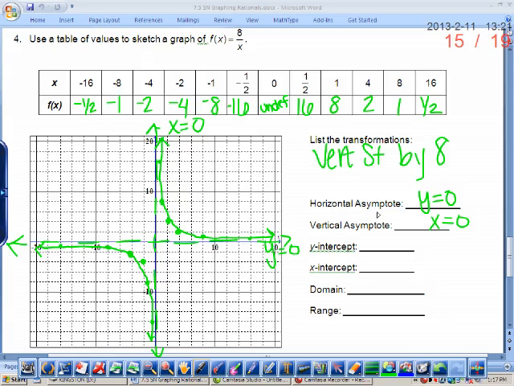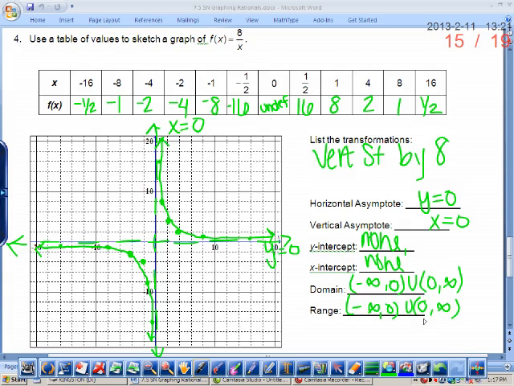Does this graph have an x-intercept? No. So remember, you're going to write none or it does not exist. Does this graph have a y-intercept? No. What is the domain of this graph? And what's the range of this graph? Same thing. Okay, questions about that?